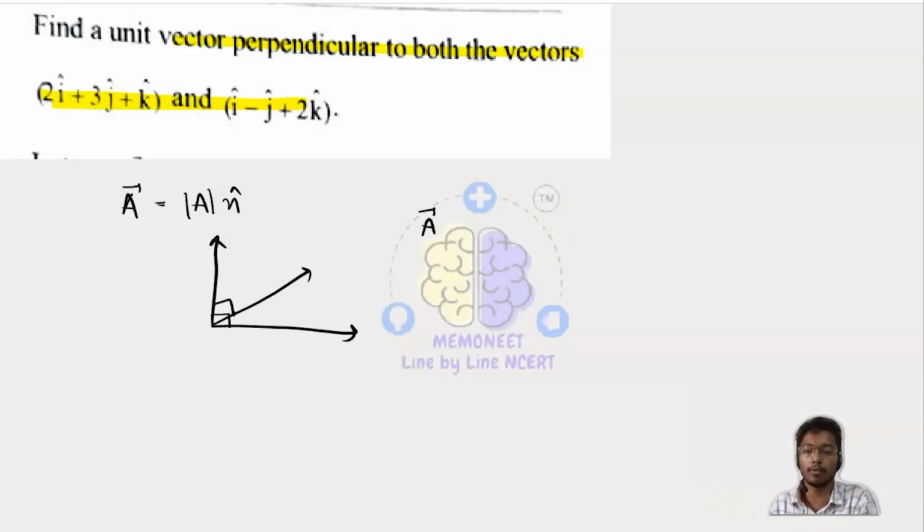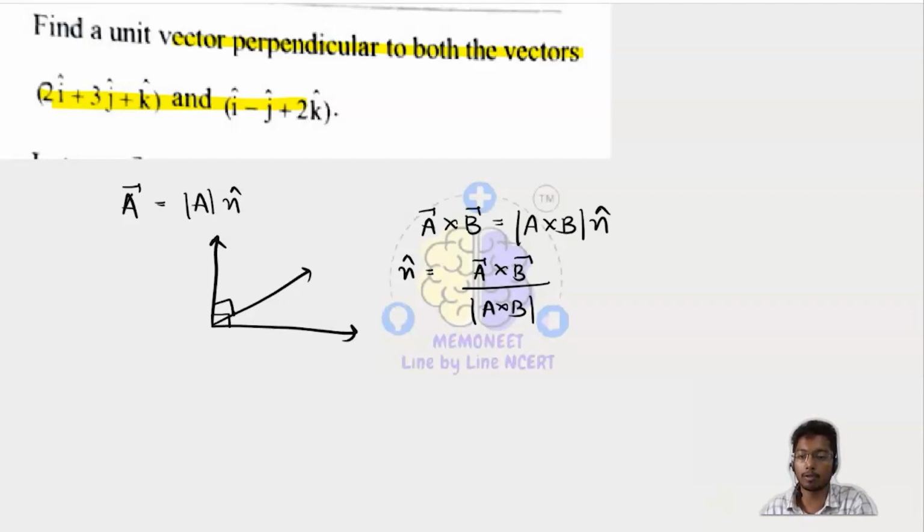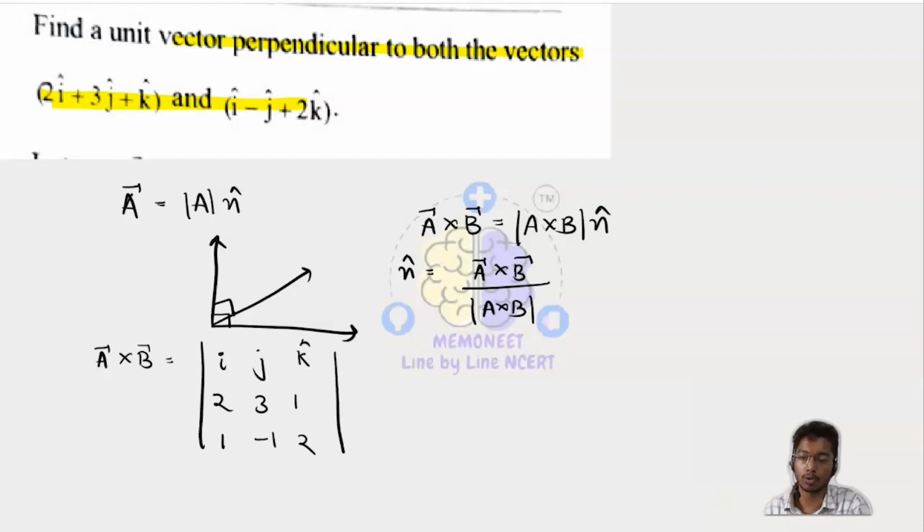So we have a vector cross b vector is equal to the magnitude of a vector cross b vector into n cap. So we have the n cap value here: a vector cross b vector upon the magnitude of a vector cross b vector. So let's try to find out a vector cross b vector. We have i, j, k, and we find the determinant here: 2, 3, 1, and 1, 1, minus 1. Let's try to solve it.